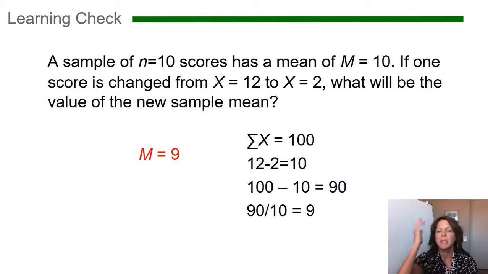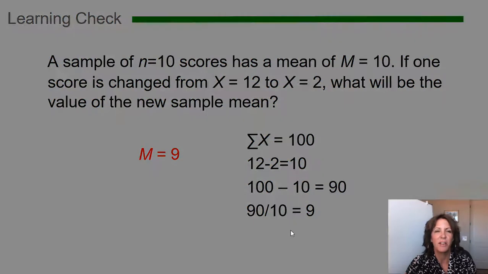Well, first of all, I need to find out what the total of all the scores is, because I'm going to be doing some subtraction, right? So I had 10 scores and we had a mean of 10. So that means that the total of our scores was 100. One score of 12 was changed to a 2. So how many was subtracted then? If we went from a 12 to a 2, that means we took away 10. So we have our total of the scores minus 10 gives us 90. And we still have 10 people in the sample, so 90 divided by 10 equals 9.